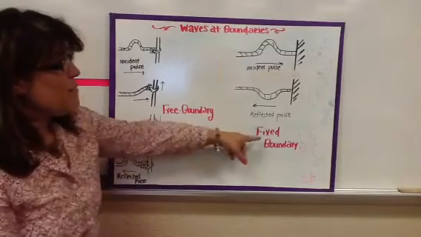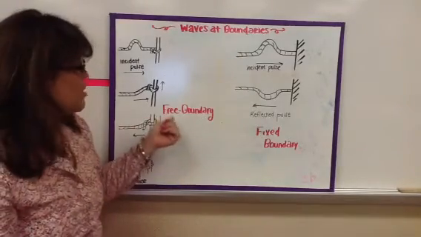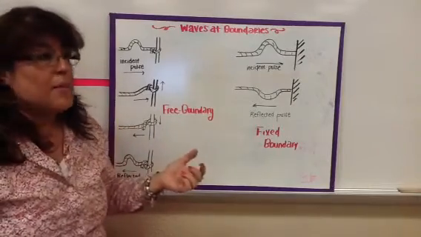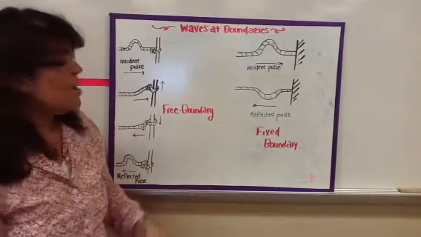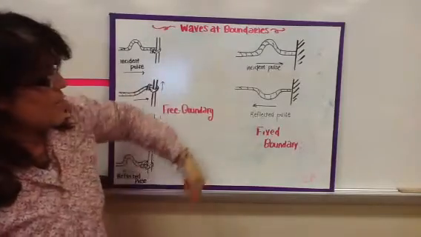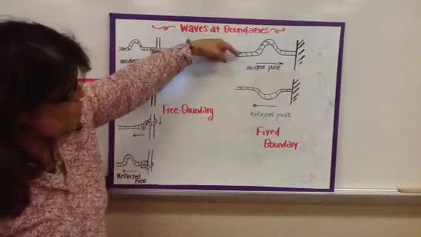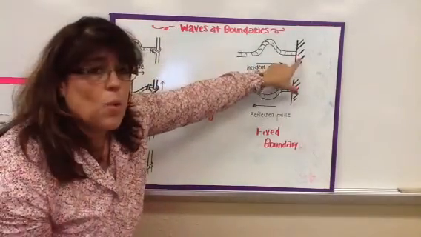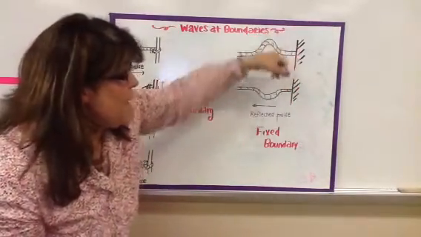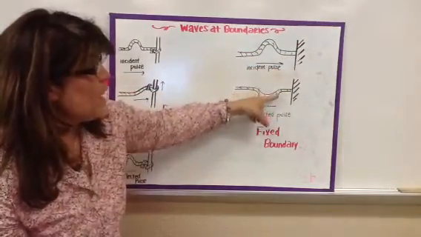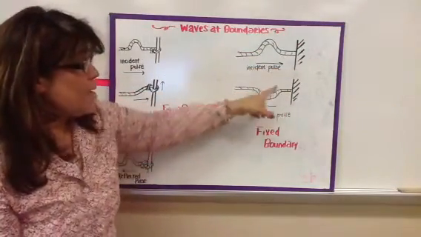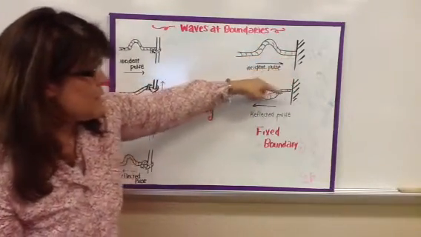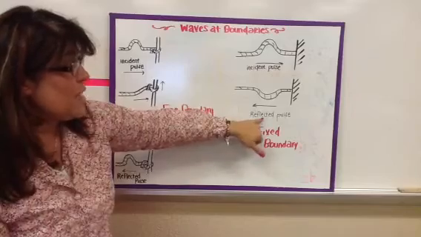Now we're going to talk about a fixed boundary. This might be like a jump rope tied around a doorknob, something that's fixed and unable to move. So here, if I take a flick to the rope, this incident pulse is the same as over here, but once it hits this border, it can't move up and down. So what happens is it's reflected. It'll bounce back, but upside down. This is a positive pulse. It's going to hit the boundary and it's going to flip itself. It's called a reflected pulse.